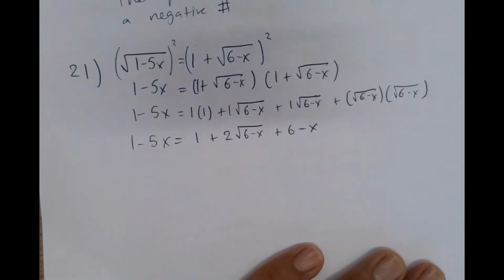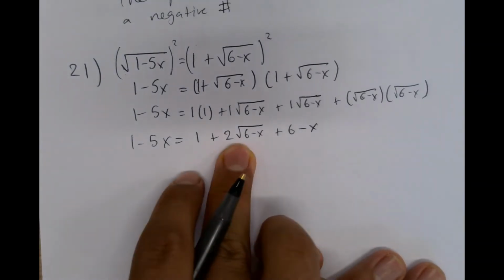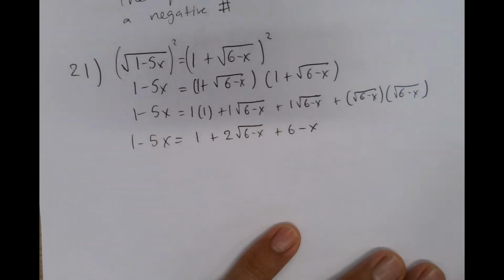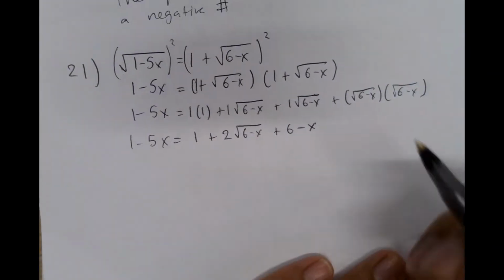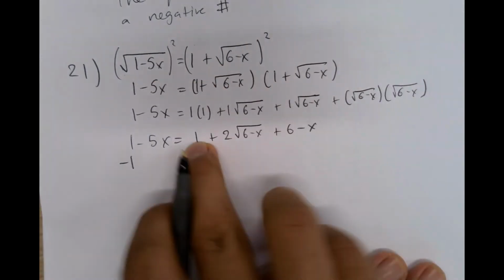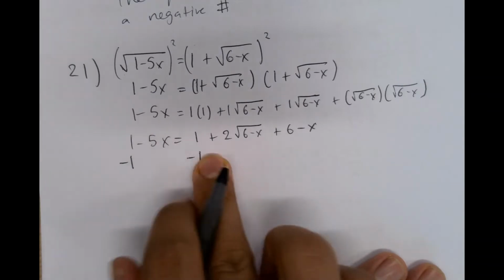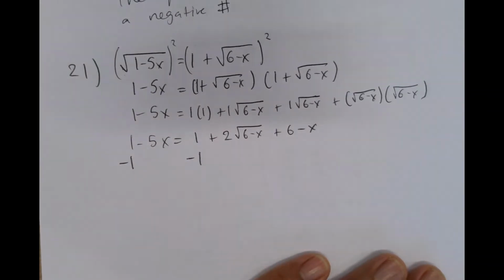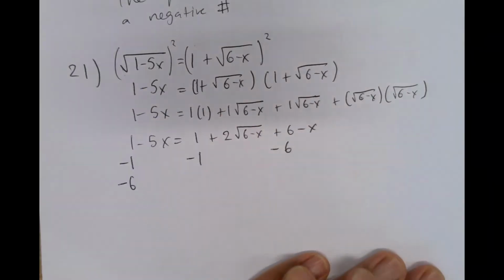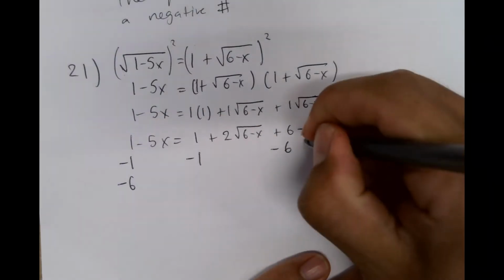Okay, so you could see here that there's a square root symbol here, and there's also all this stuff. So I actually want to move everything away from the square root. So what I'm going to do is I'm going to move the 1 to the left-hand side. So I'm going to move this 1 to this side. So I'm going to subtract 1 from both sides. Then I'm also going to subtract 6 from both sides. And then I'm going to add x to both sides.